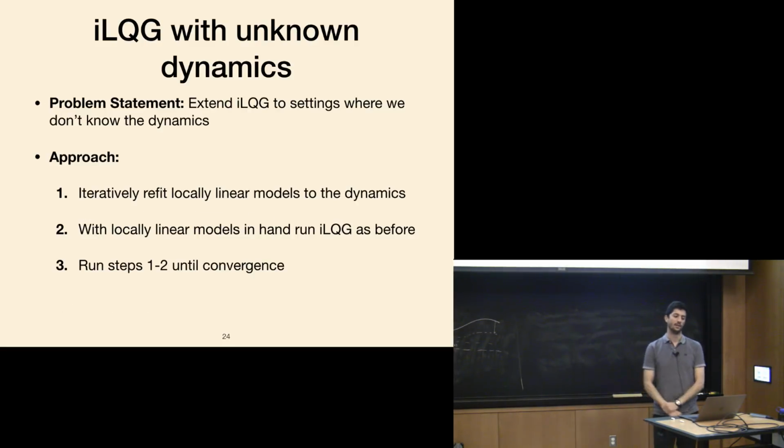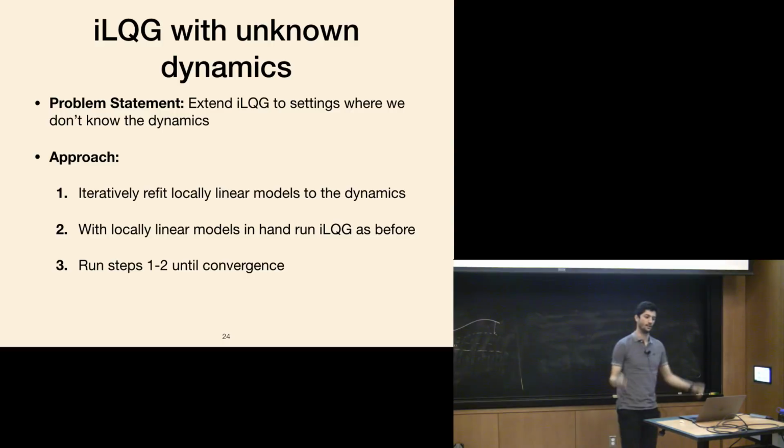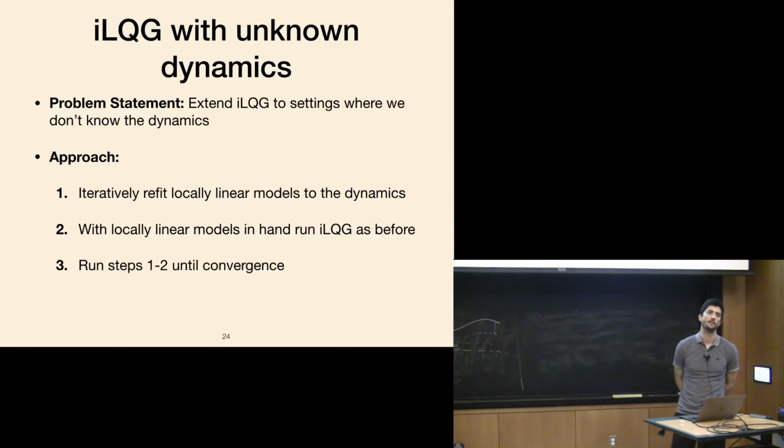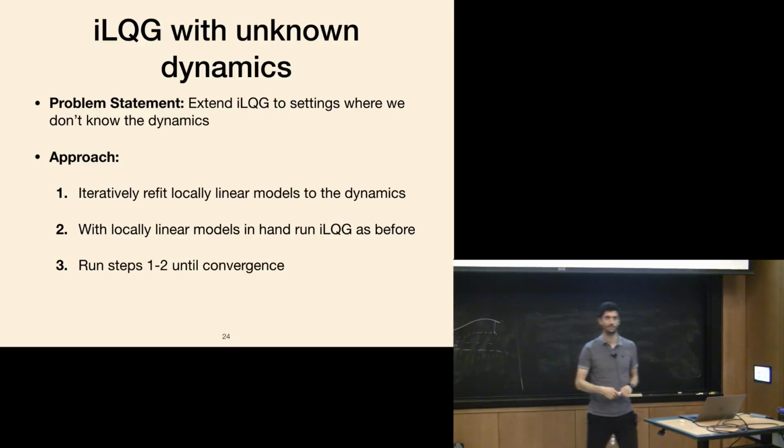So how do we do iLQG with unknown dynamics? Basically, we want to extend that iLQG procedure we just saw to the setting where we don't know the dynamics. So how are we going to do that? We're going to do this rollout a bunch of times. We're going to collect a bunch of samples, and we're going to fit locally linear models to that. Once we have those locally linear models, let's run the iLQG procedure. We'll get a new controller. Then let's use that new controller to get ourselves to a new nominal trajectory. We'll run that a few times, refit the dynamics, and keep doing that over and over again.